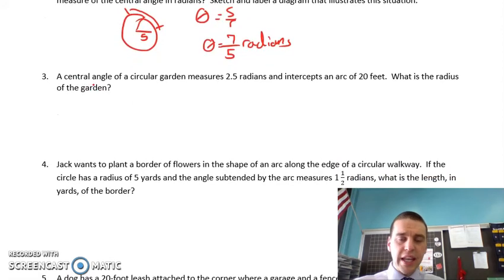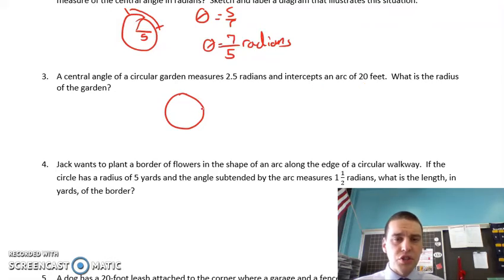Number 3, and again, at any time when we do these videos, pause this. I know I'm going fast, but just pause it and repeat it. That's the great thing about video. So if I'm going too fast, just pause this and repeat it. Number 3: a central angle in a circular garden measures 2.5 radians and intercepts an arc of 20 feet.